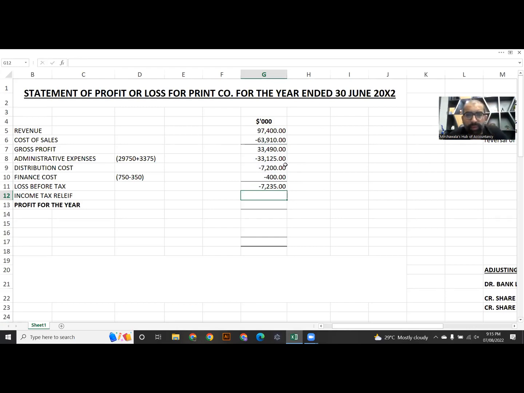Okay, wait. My one mistake. This is 29570, not 29750. It's 570, it's my error. Okay, transposition error. Let me correct it here as well. 29, wait. 570. Sorry.